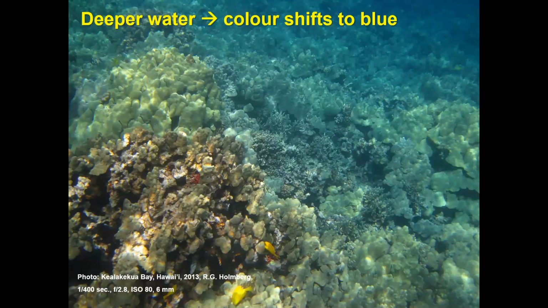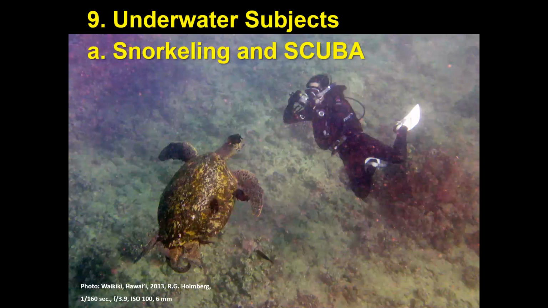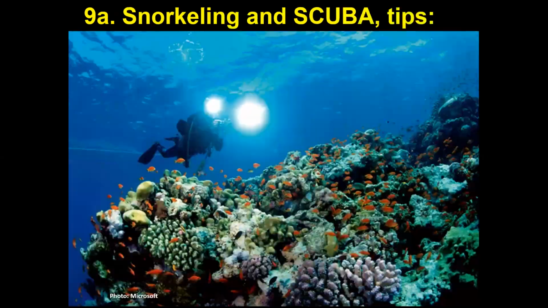So in this photograph, on the lower left side, you can see some coral and fish that are in a relatively little depth. And to the upper right, you can see that it's going into the blues and greens because that's deeper water. So to do these, you have to snorkel or scuba dive.